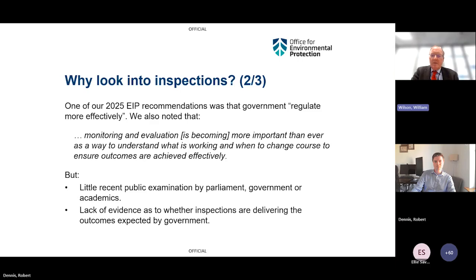But we became aware very early on in preparing this report that there's been very little recent public examination by Parliament, by government, by academics, perhaps more by academics, but less by government and Parliament, and very little by the regulators themselves, of what inspections take place and how effective they are. So there's a certain lack of evidence as to whether inspections are actually delivering the outcomes expected by government.